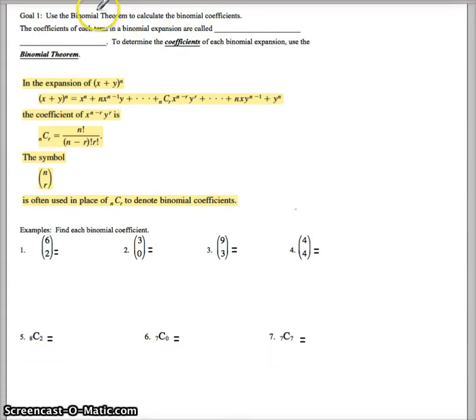The coefficients of binomial expansions have a special name. The coefficients of each term in a binomial expansion are called binomial coefficients. Really special, right? So, binomial coefficients.